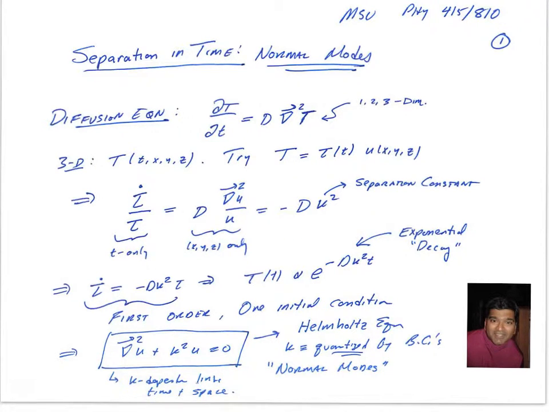The other part of the equation, the spatial equation, when we simplify, becomes the Laplacian of u plus k squared u equals 0. K squared has dimensions of 1 over distance squared, so k has dimensions of 1 over distance. It's like a wave number. This equation is called the Helmholtz equation.